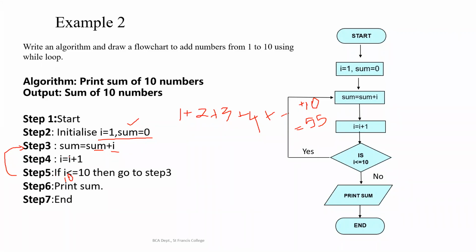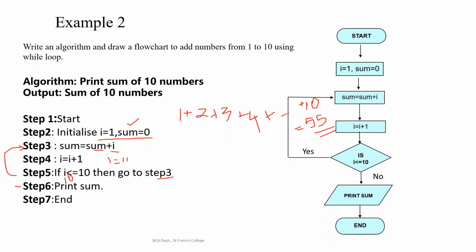Then it will be going to the next step, that is I will be incremented. Now the I value will become, instead of 10, it will become 11. Then it will go to this step. It will check whether 11 is less than 10, no, it is not less than 10. It is not equal to 10. Then it will not go to step 3. So to which step will it be going now? It will move to step 6. It will be printing the sum. So it will be printing the sum as 55.